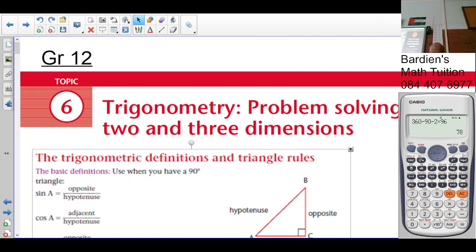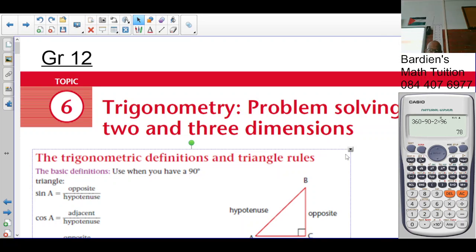Good afternoon, class. So at this point we're looking at trigonometry problem solving in 2 and 3 dimensions. A couple of weeks ago, I think two weeks ago, we started this topic and I got no response from you. So I gave you a chance to revise the grade 11 sine, cos and area rule. I hope you did it.